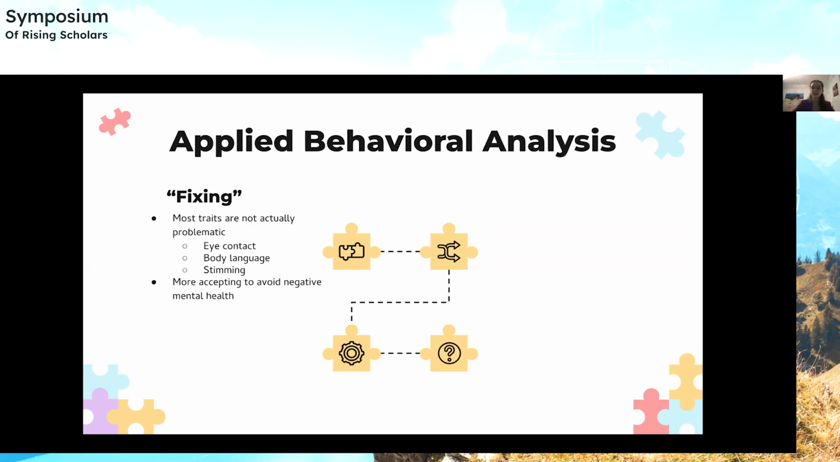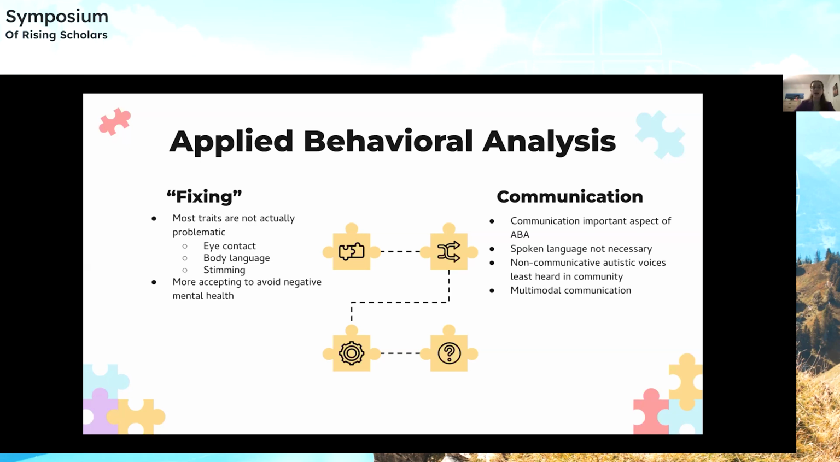Applied behavioral analysis typically addresses things like eye contact, reading body language, or stimming behaviors. But in reality, these behaviors that the autistic person is engaging in are not causing any challenges or direct harm to the autistic individual. The only reason they are being addressed is because they're not acceptable to the neurotypical population. For that reason, I think it is more important that we focus on accepting autistic individuals the way they are so that we can avoid actual problems associated with autism, such as negative mental health.